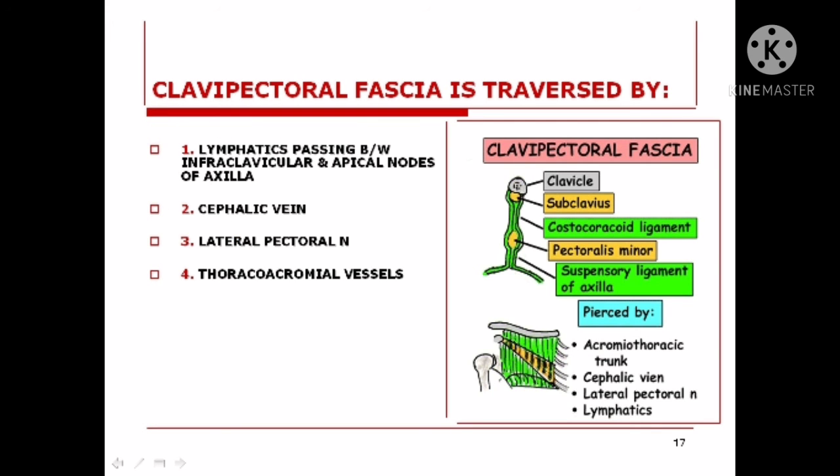Now, there are four structures which traverse the clavipectoral fascia. These are the lymphatics passing between the infraclavicular and apical nodes of the axilla. Second is the cephalic vein. These structures pass inside the clavipectoral fascia. Then the lateral pectoral nerve and the thoracoacromial vessels. These are the structures piercing the clavipectoral fascia and coming outside.